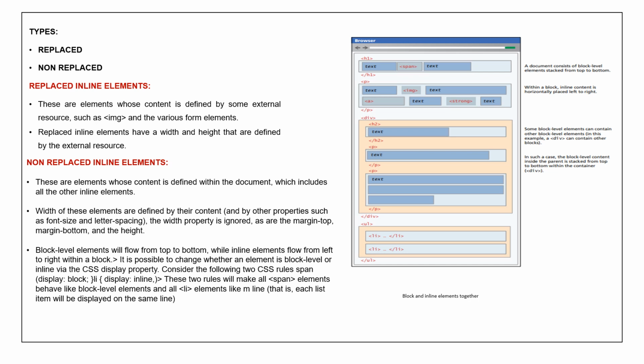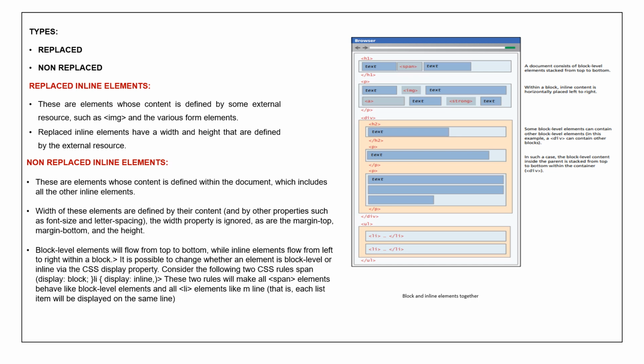It is possible to change whether an element is block level or inline via the CSS display property. Consider the following two CSS rules: span display block and li display inline. These two rules will make all span elements behave like block level elements, and all tag li elements like inline, that is each list item will be displayed on the same line. Li is nothing but the list item. The figure describes the block and inline elements together.